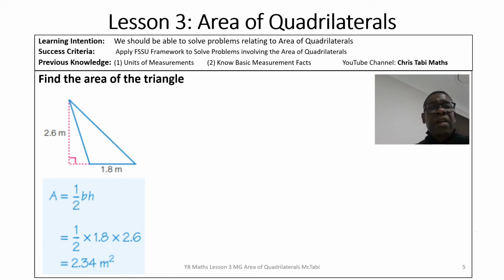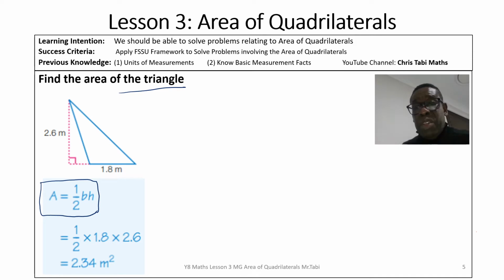Find the area of a triangle. Now, for a triangle, the area is half base times height, or base times height divided by 2. Remember, when you divide by 2, is the same as multiplying by half. So we could simply write this formula as BH over 2. Multiplying by the half is the same as dividing by 2.